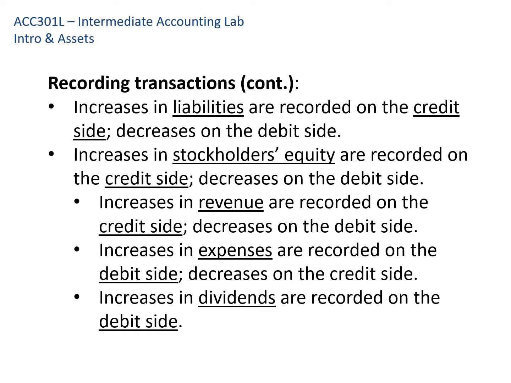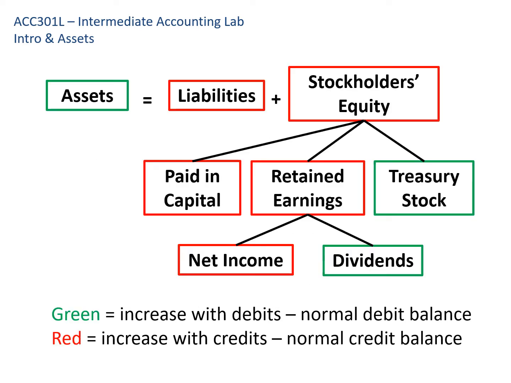A couple of other ways to remember them. One is the accounting tree. We have assets on one side equals liabilities plus stockholders' equity on the other side. So what the company owns and claims on what they own are on either side of the equal sign. In this case, the left side of the equal sign is going to increase with a debit.